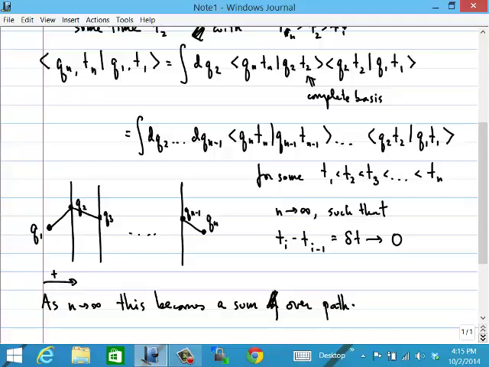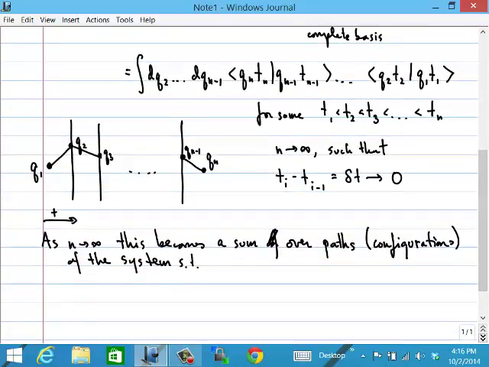Or more generally, if you're not talking about the position of a particle through space, but rather some more general quantum mechanical system, a sum over all possible classical configurations of the system, subject only to the boundary condition that q at time t initial is equal to q initial, and q at time t final is equal to q final. Okay.